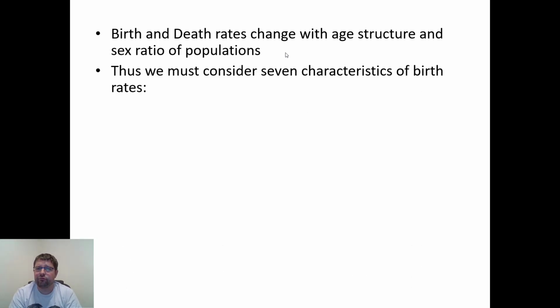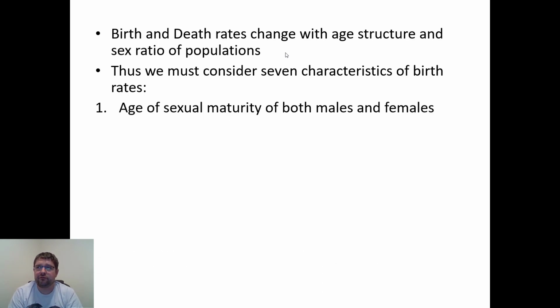So that being said, we need to really consider 7 distinct characteristics for birth rate. First, we need to examine the age of sexual maturity of both males and females. The birth rate of a population is directly related to how many individuals are sexually mature. This might be something very, very simple for an organism like a rabbit.